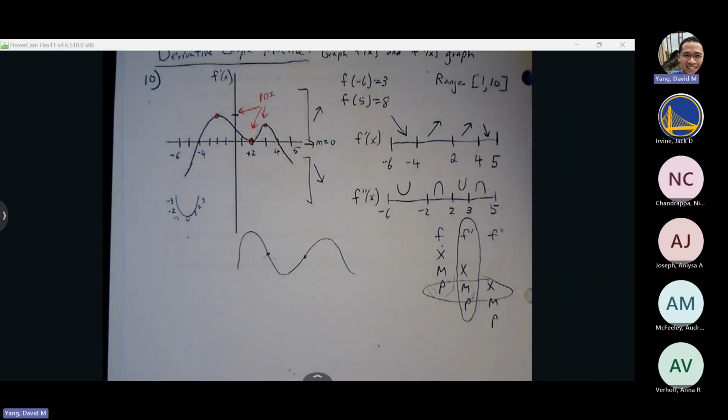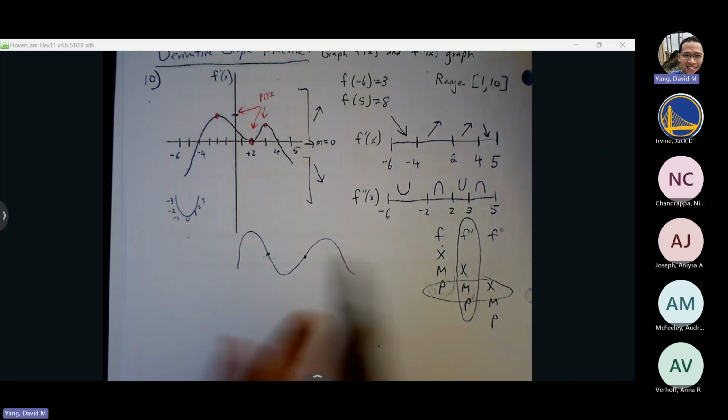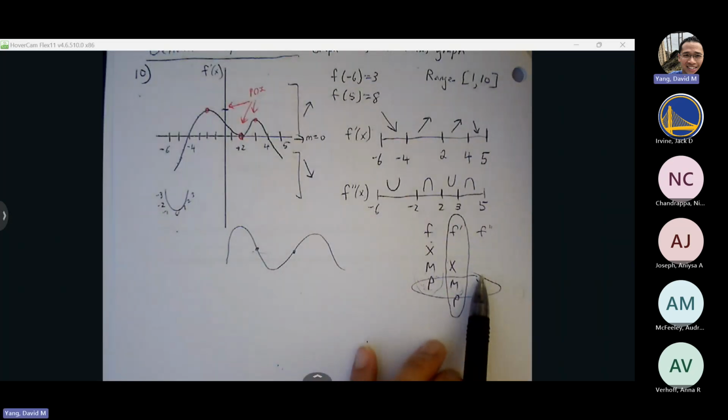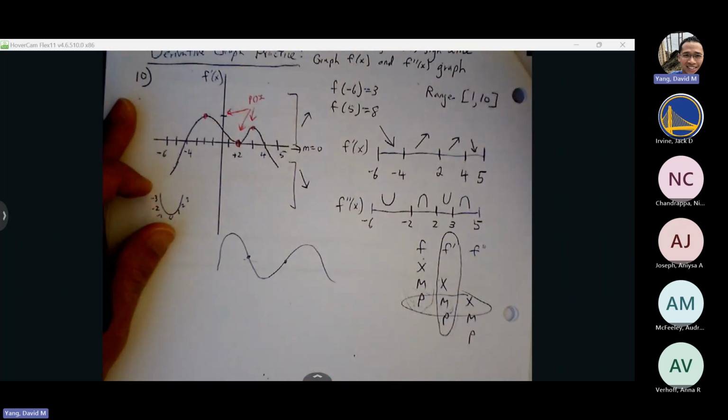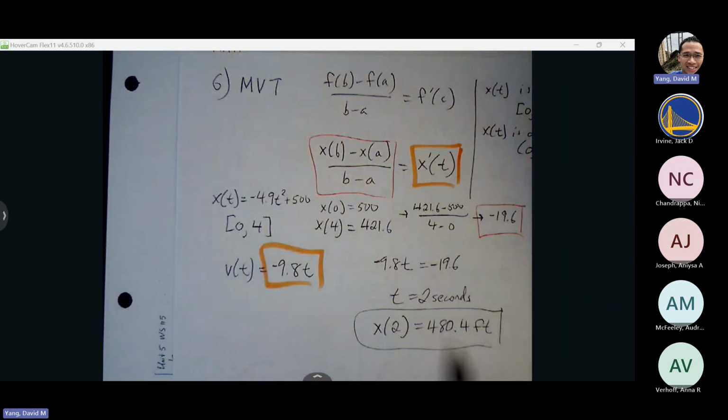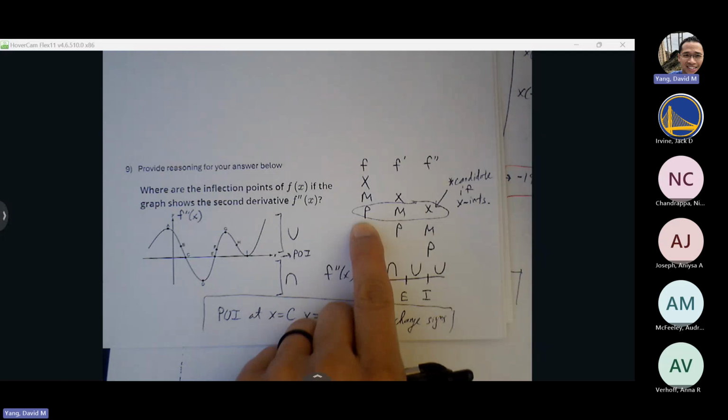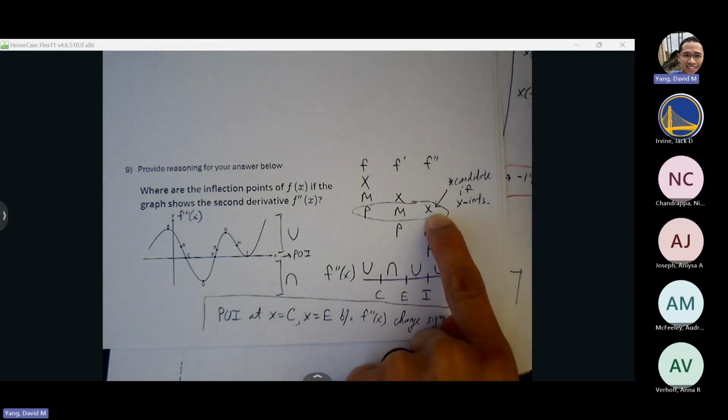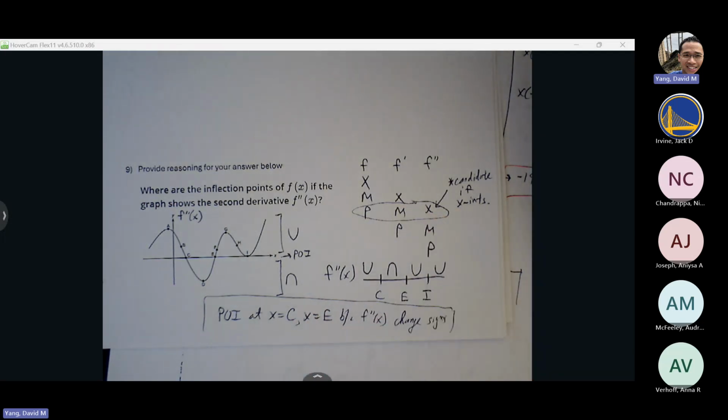Oh, so for the f double prime graph, the point of inflection of the f graph equals the max of f prime, and then the x-intercept of f double prime. Yeah. So we saw on the last problem, that's what happened, right? Because we're looking at the f double prime graph, the points of inflection will show up as the x-intercepts. Okay.